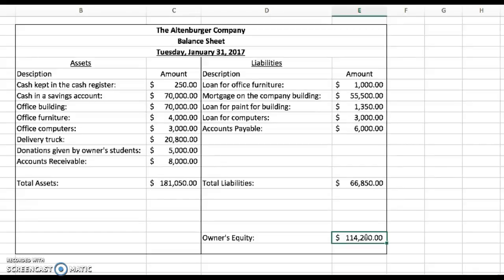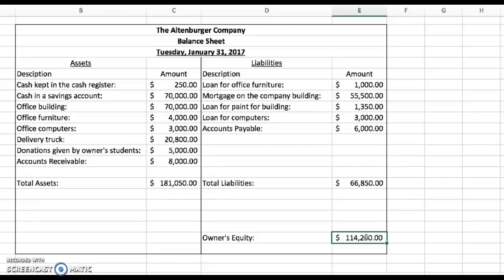So the balance sheet that we constructed shows the worth of a business on a specific date, but it does not show how much the business has earned over a period of time. What about something called inventory? We don't see that on this particular balance sheet.